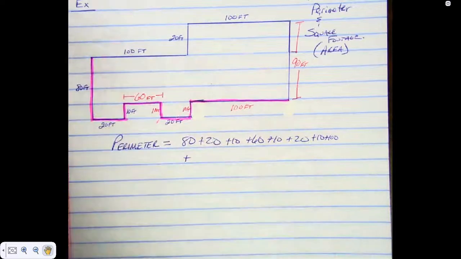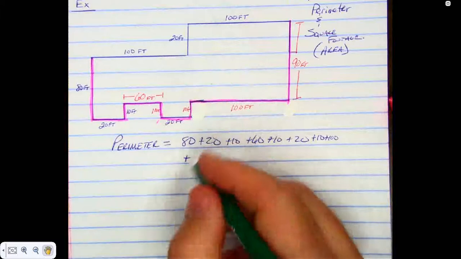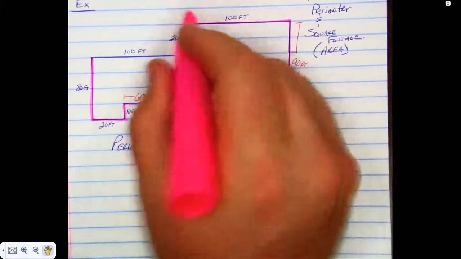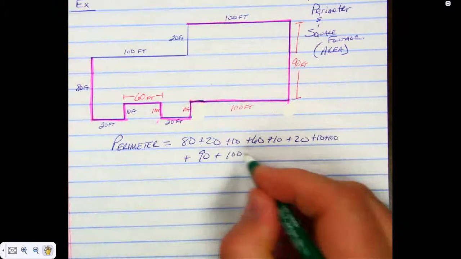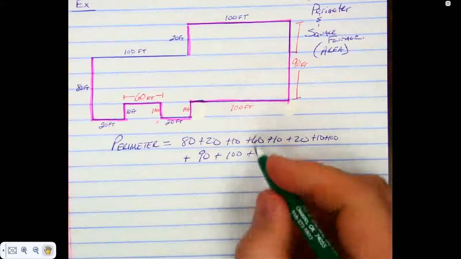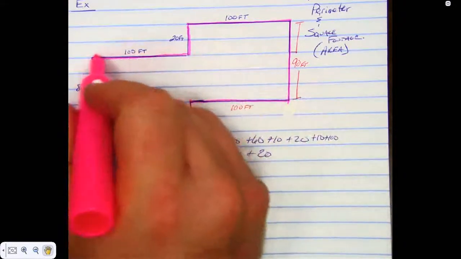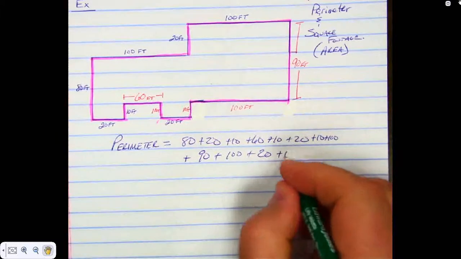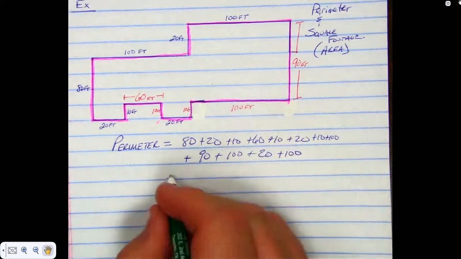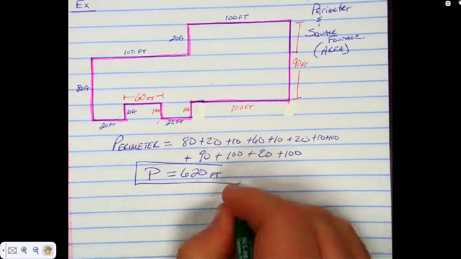I'll come down to here, plus what? 100 minus 10. No, here to here. 90. Plus, what's here to here? 100. Plus 20. What's here? 20. And then here to here. What do you get when you add all that up together? 620. Is that what everybody else got? I have messed up.